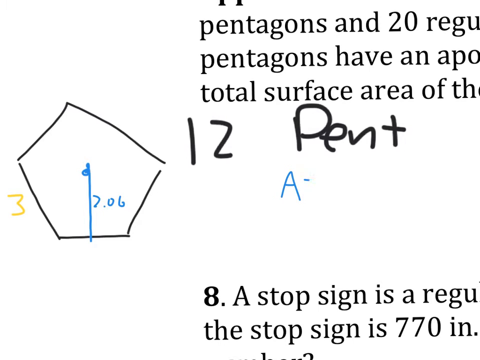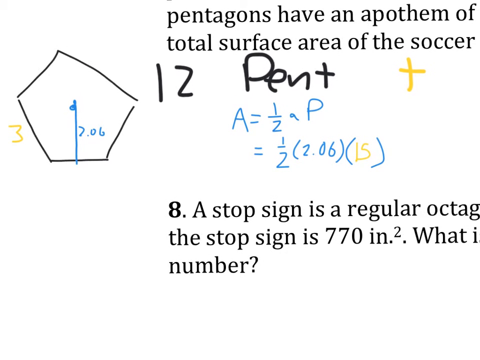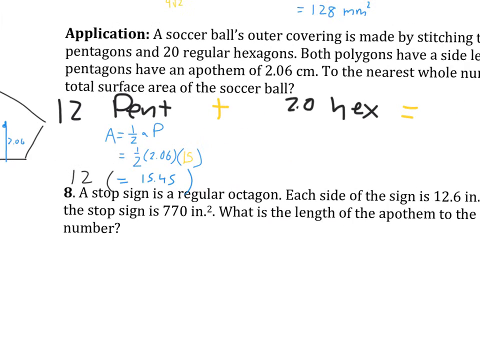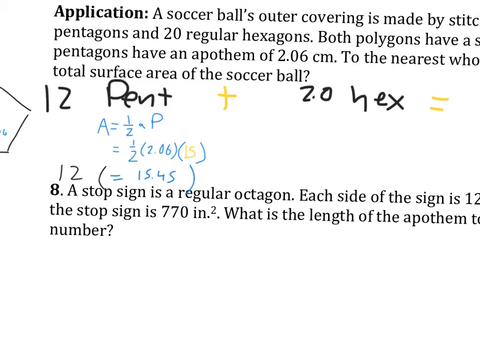All right, so 2.06. So I know that the area of the pentagon is 1/2 AP. So 1/2 times 2.06. And the perimeter is going to be 5 times 3, so that's 15 there. Plug all that into my calculator to get an approximate value. I'll do exactly 15.45. But notice that I have to multiply this by 12 in order to find out what the area of all of those are.